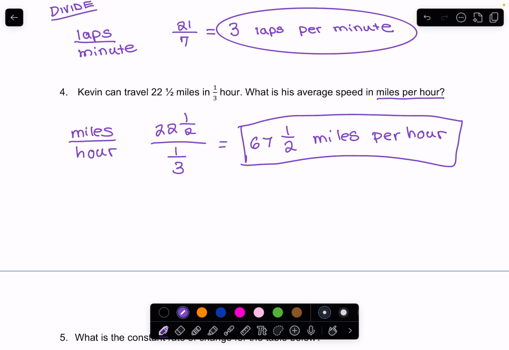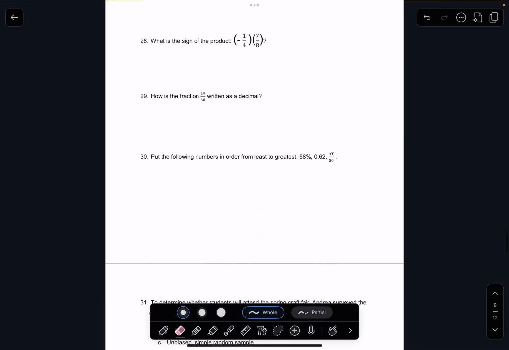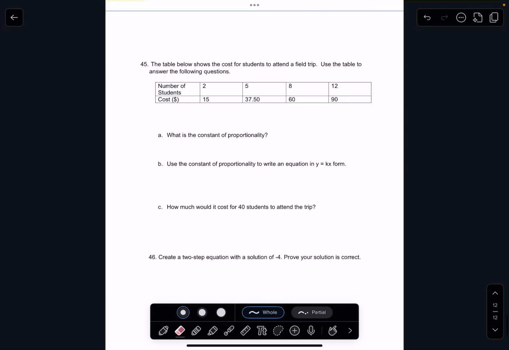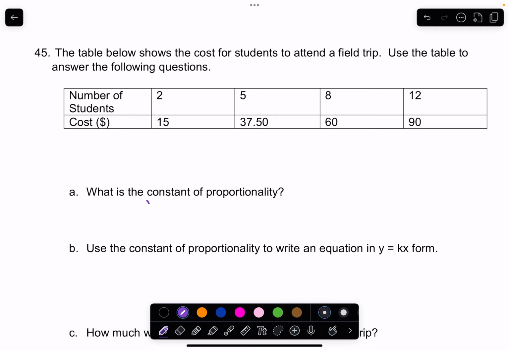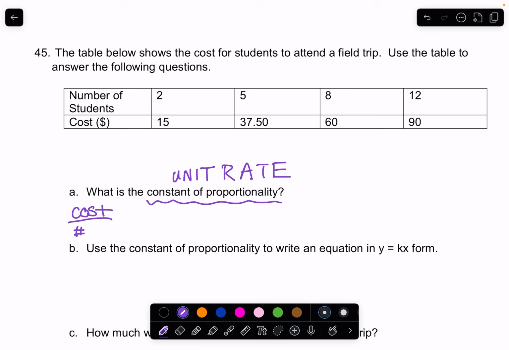And this is how we do speed questions, right? The other type of question that we might see for unit rate, which we're going to see in part two, is talking about the constant of proportionality, right? This is a fancy word that usually scares us. But when you see constant of proportionality, replace it with unit rate, right? Now you're looking at the table and we're comparing the cost to the number of students.